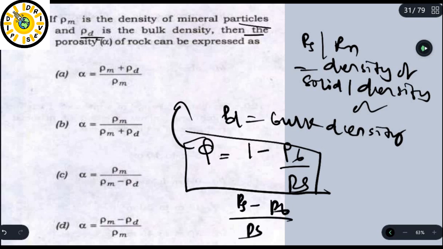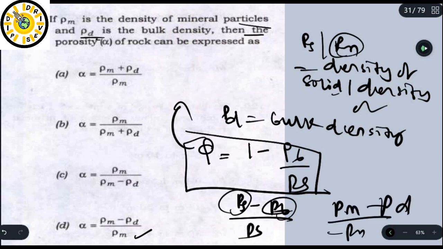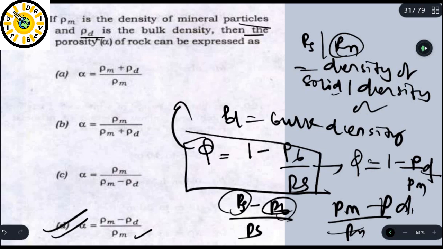So in case of rho s, it is written rho m: rho s minus rho b. So solid and mineral, instead of solid here rho m is given. So rho m minus rho b by rho m would be the answer. So this is the answer, right? This is the main formula. In case the bulk density is given here as rho d, instead of the mineral there will be rho m, mineral density. So rho m minus rho d by rho m.